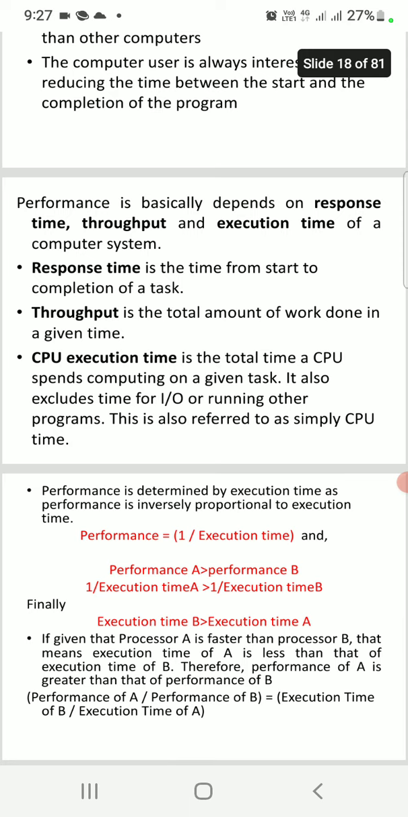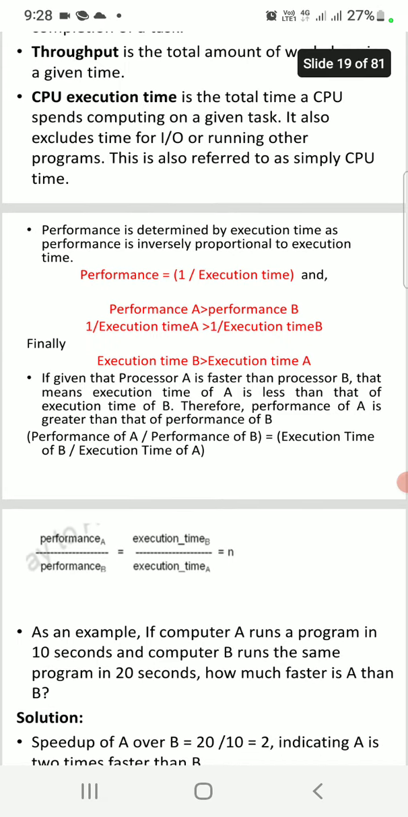This is the formula: performance equals 1 divided by execution time. Performance A greater than performance B means 1 divided by execution time A is greater than 1 divided by execution time B, so execution time B is greater than execution time A. If processor A is faster than processor B, that means execution time A is less than execution time B. Therefore, performance A is greater than performance B. Performance A divided by performance B equals execution time B divided by execution time A.